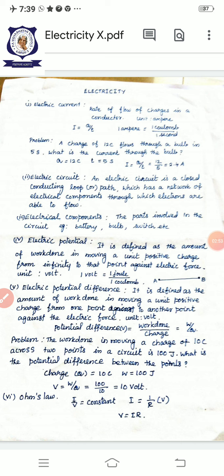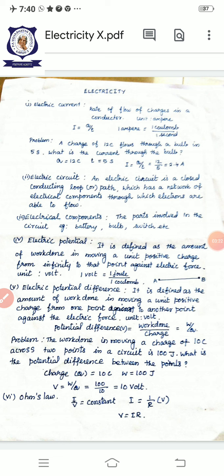The symbol of electric current is I, we know. So, I is equal to Q by T. What is Q? Here Q represents the charge. I is equal to Q by T. If Q charges flow in T seconds, then I is equal to Q by T. The unit of charge is coulomb.